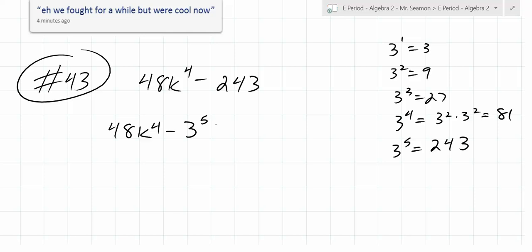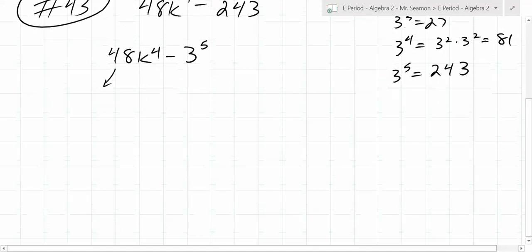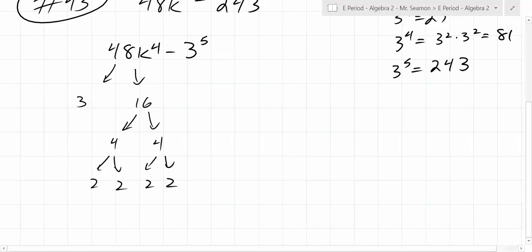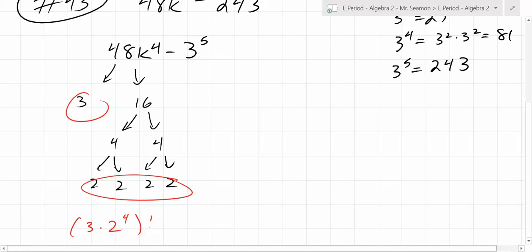48. How can we factor 48? What can we pull out of 48? 16. Yeah, let's pull out 3 and 16. What's 16? 4 and 4, and each of these is a 2 and 2. So when you guys finish these questions, when you do a tree like this, how many 2's do you see right there? There's this and this. So what does this turn into? 3 times 2 to the fourth times k to the fourth minus 3 to the fifth.